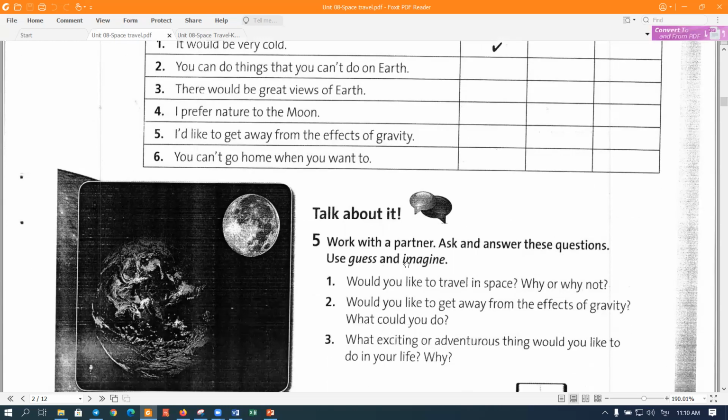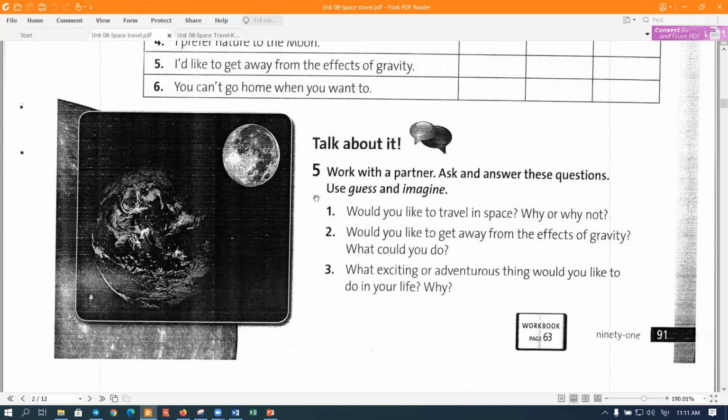Okay, so exercise 5, talk about it. Work with a partner, ask and answer these questions, use guess and imagine.